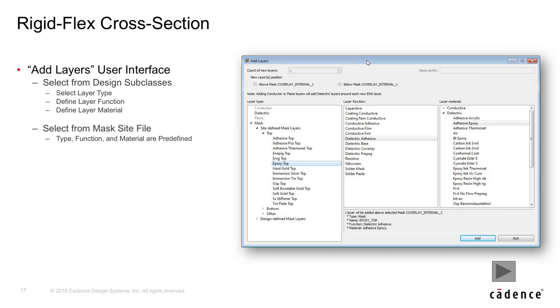The difference between the two: if I have a design subclass, I would have to go through this user interface to define the particular subclass layer I want to use, the layer function for that, and the layer material. If I use the mask site file and select from that entry in this user interface, the subclass name I select, the layer function and layer material are already predefined, and there's no need for me to go in and specifically assign those. I can use what the default is as defined through the mask site file. So let's take a quick look at how this works.